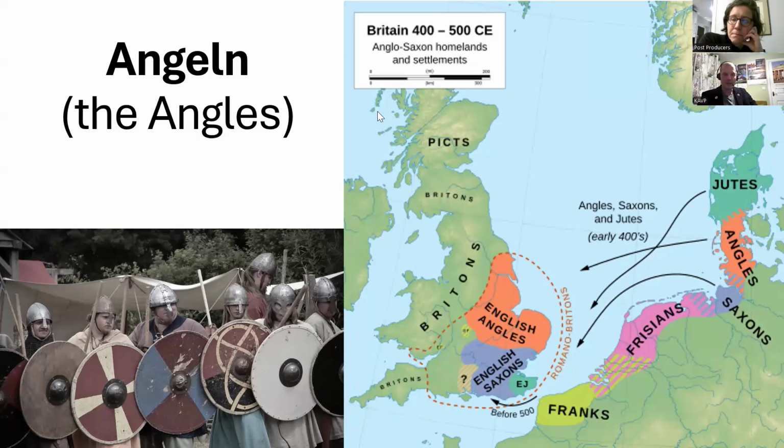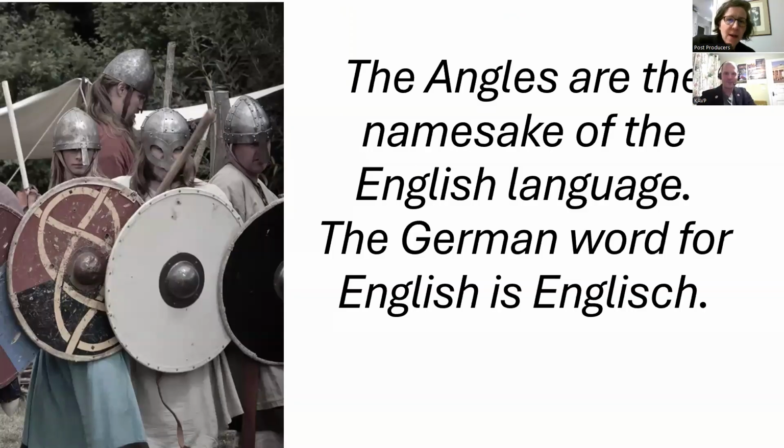And that is where they settled and stayed and started to push all these British people who were already there into some other parts of the country, specifically into Wales, where your dad is from. The Angles are the namesake of the English language. The German word for English is English. So I think you see where that is going. These Angles took over the area that is nowadays England.